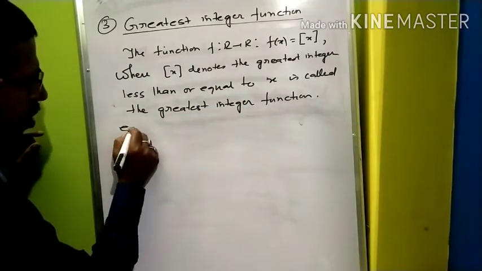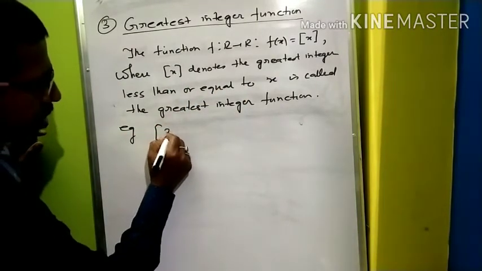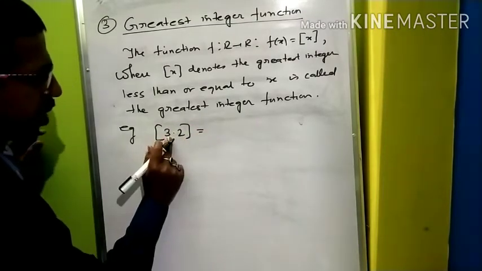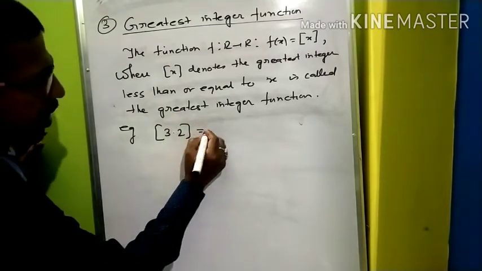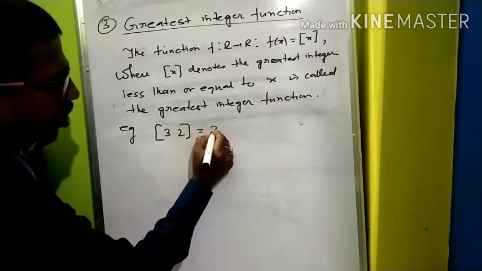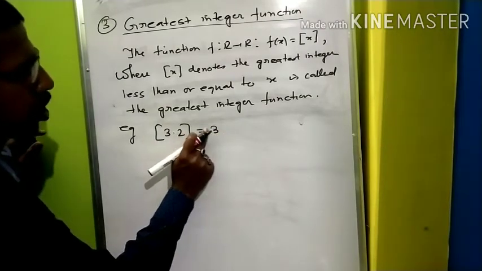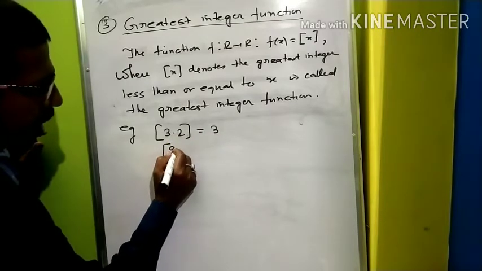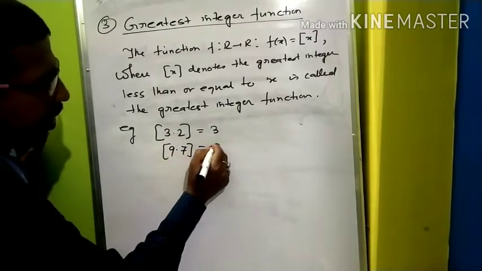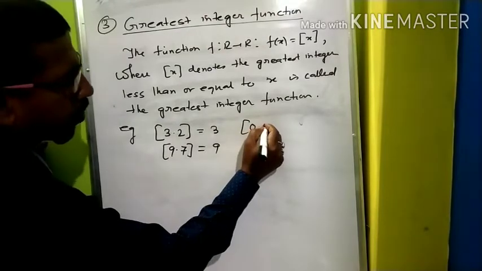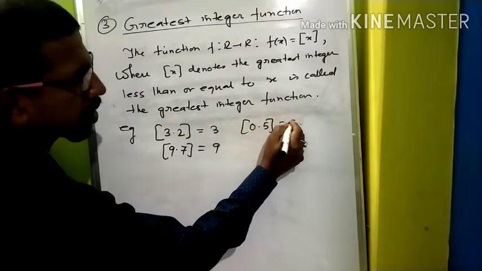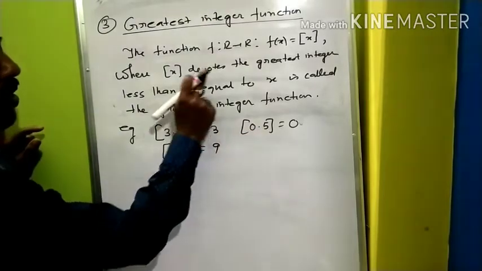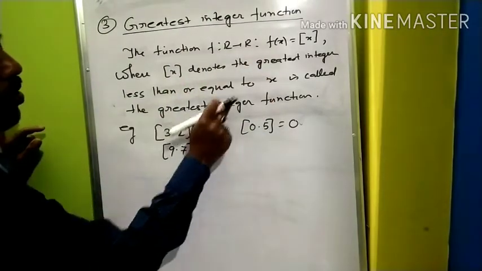For example, what is the greatest integer function of 3.2? It is a real number, but the result will be an integer. So it will be 3. It is an integer not exceeding this value, less than or equal to this value. Suppose 9.7, it will be 9. 0.5, it will be 0. It will be the integer less than or equal to x.